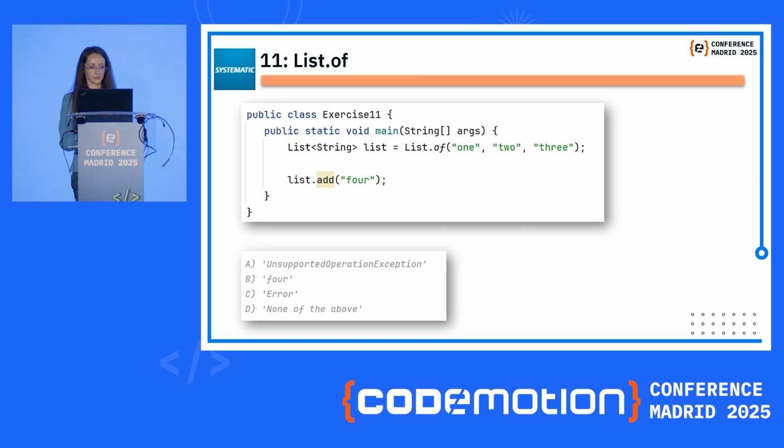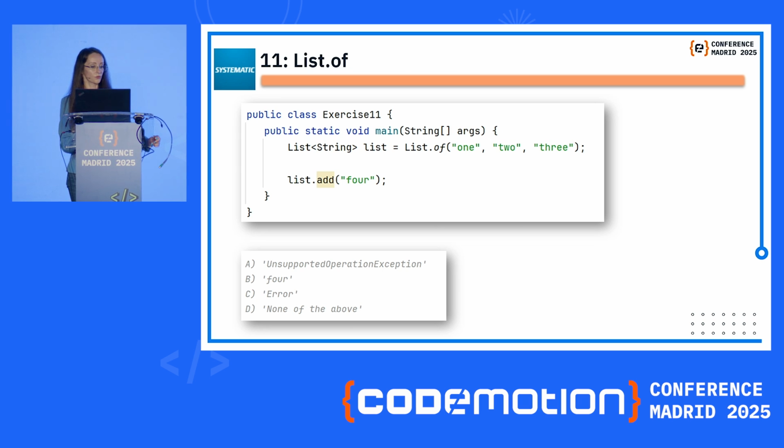Let's move to the next exercise. We have just a couple more, and here we have something different than what we have seen so far. In this example, I have tried to showcase the use of List.of, where I define a list of strings and I simply try to add another one.